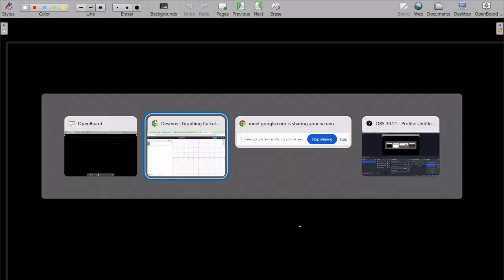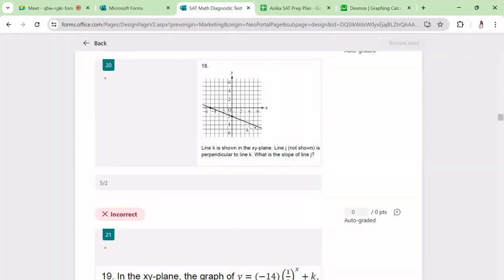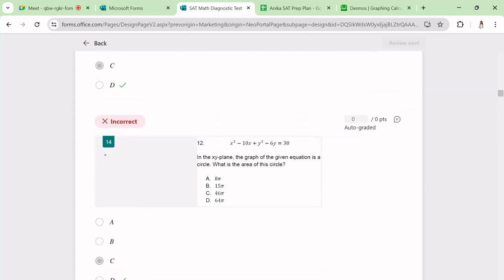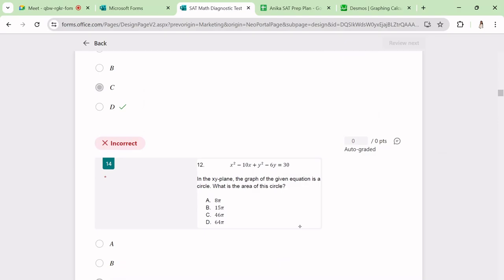Now the other type of question that is asked on SAT math is the one that was there on your test. I'm going to take that question, this one. In the xy plane the graph of the given equation is a circle. What is the area of this circle?